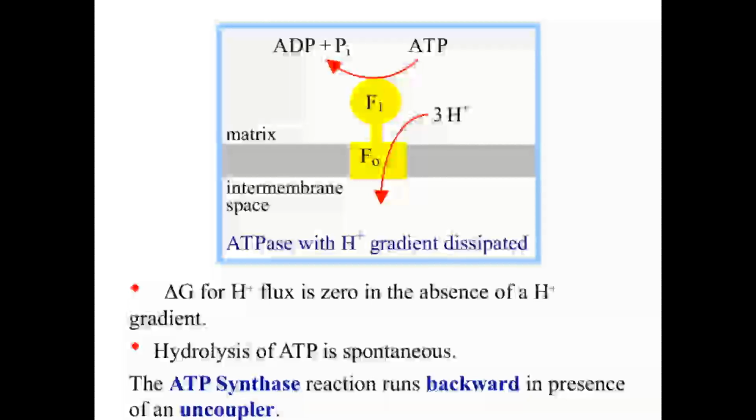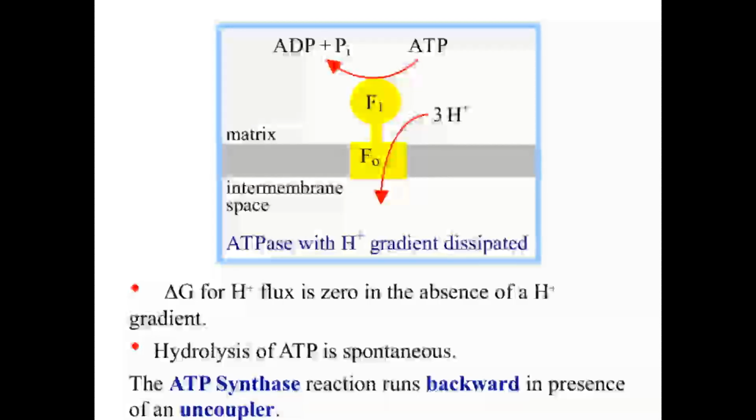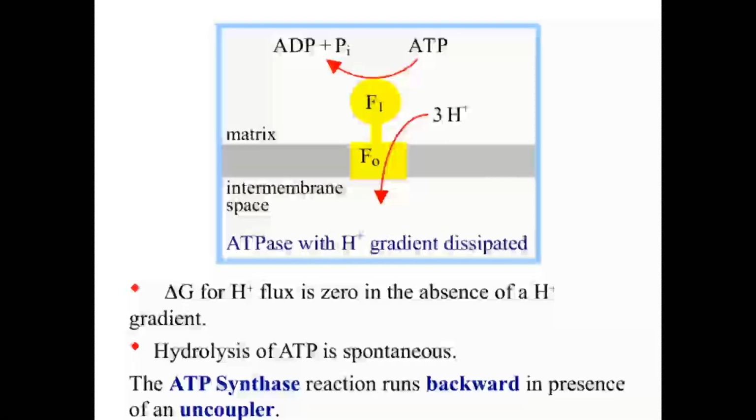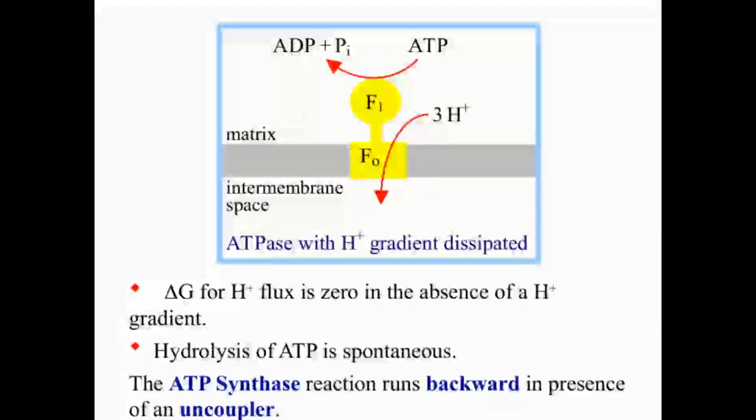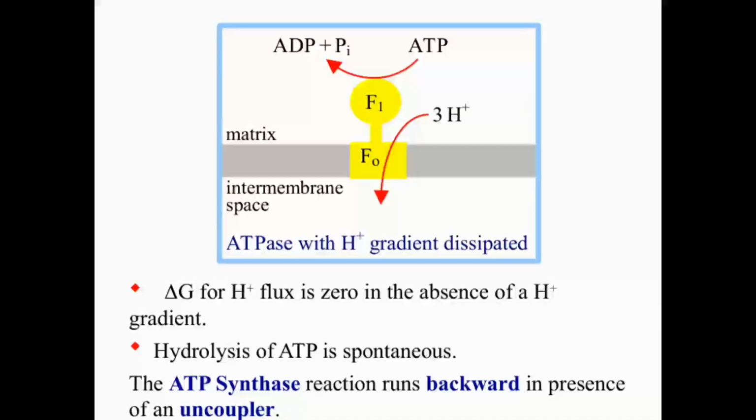Finally, in the presence of an uncoupler, the ATP synthase reaction can run backward. Normally, ATP synthase uses the proton gradient to produce ATP, but when an uncoupler is present, it collapses that gradient. As a result, instead of synthesizing ATP, the enzyme can hydrolyze ATP, running in reverse. This illustrates how disrupting the proton gradient impacts energy flow and enzyme function. Overall, these points emphasize the critical role of proton gradients and the conditions that influence energy transduction in mitochondria.